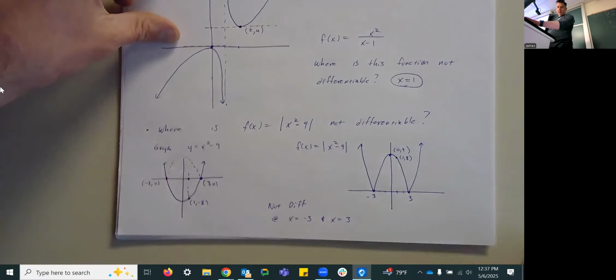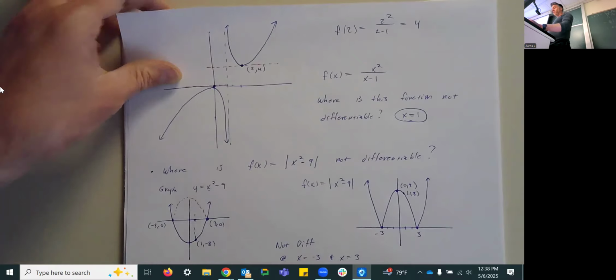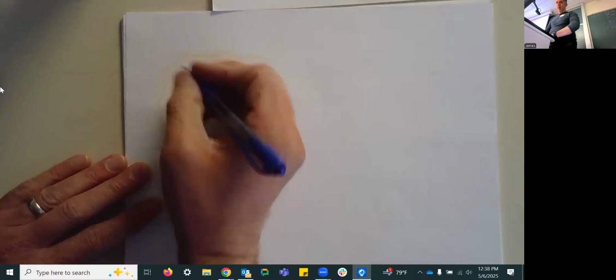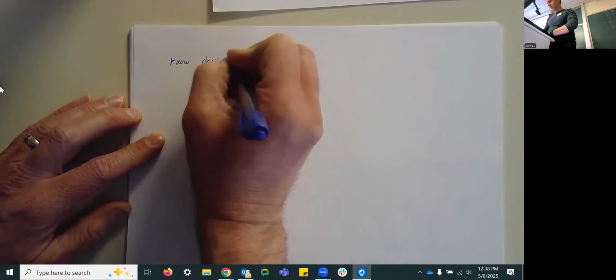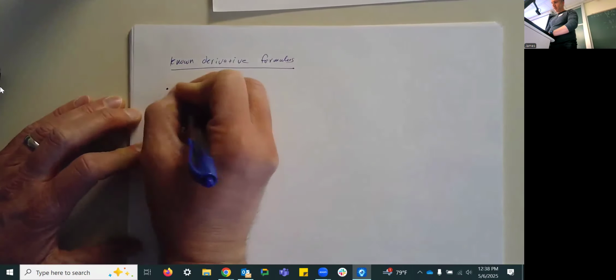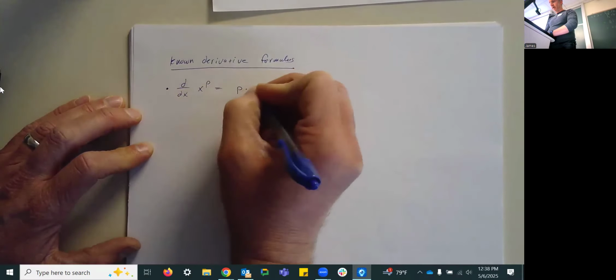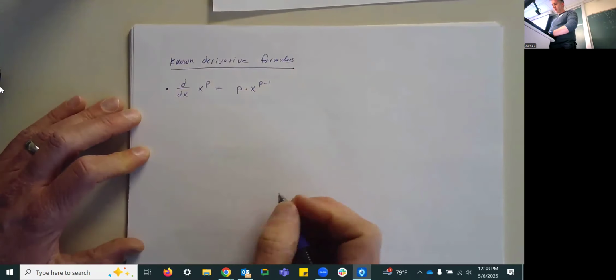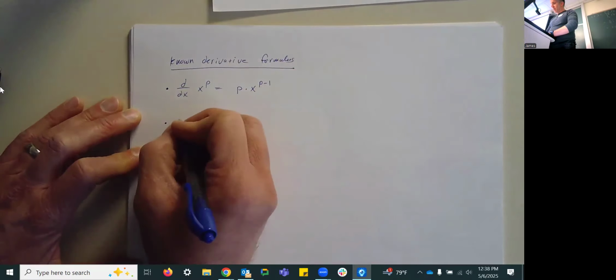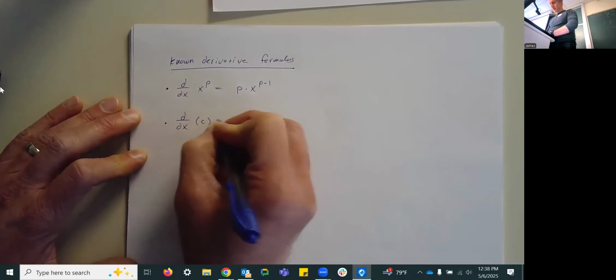Let's continue on. So we're going to add to our catalog of functions we know how to take the derivative of. So far, we know the following. Known derivative formulas, rules, whatever. Yeah, let's say formulas. So far, here's what we know. We know that the derivative of x to any power is equal to that power times x to the 1 less power. We know, I should have probably started with this next one, but I forgot about it for a second, that the derivative of any constant is equal to 0.